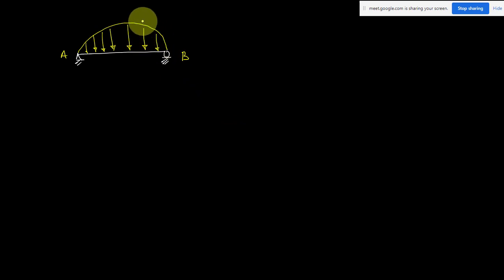So this loading function I have defined. This loading is not UDL or UVL, those things you are already familiar with. The loading function I am taking is something like this: it is a loading function W, which I am writing in terms of a sine function. So W equals W0 sine of pi x by L.